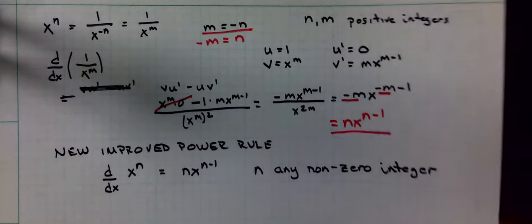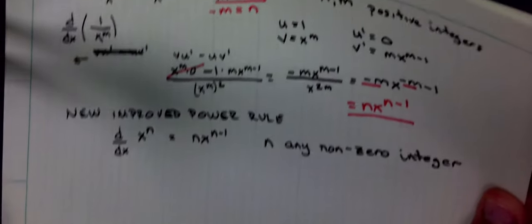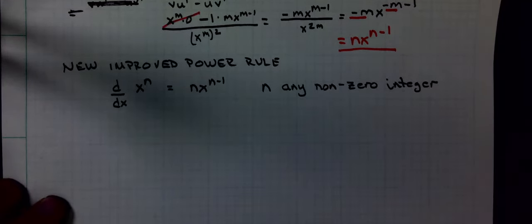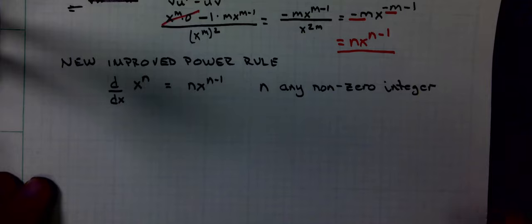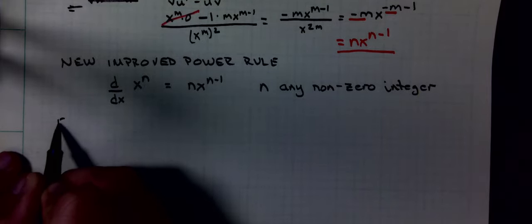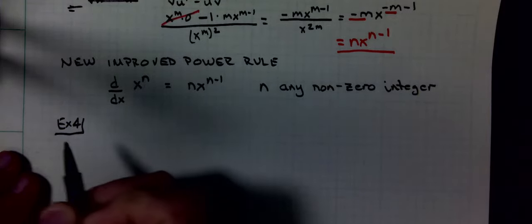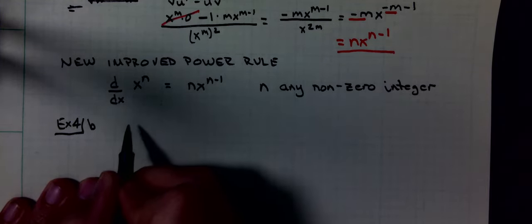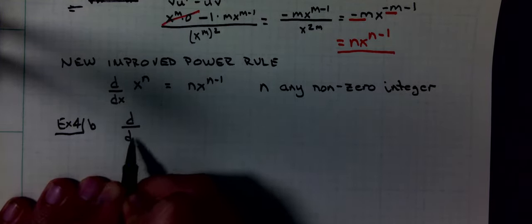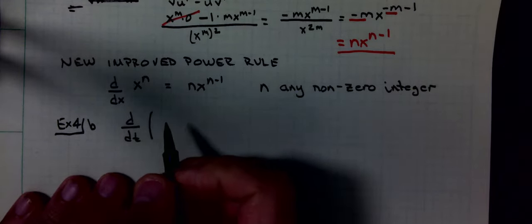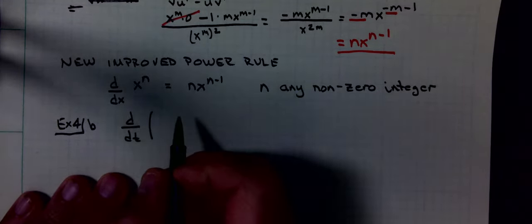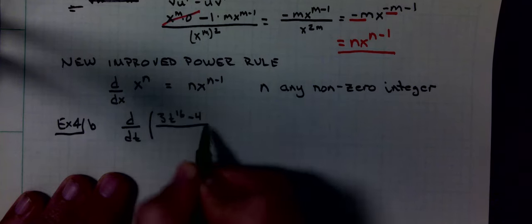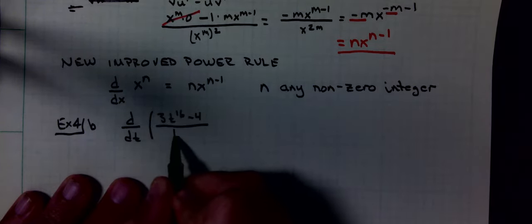So why would I want to use the new improved power rule? It's when you have single powers of the variable in the denominator. I'm going to do example 4. They want the derivative with respect to time of 3t to the 16th over t to the 6th.